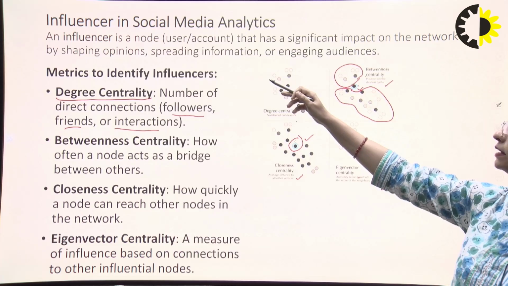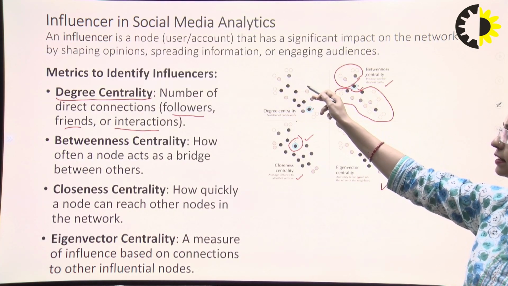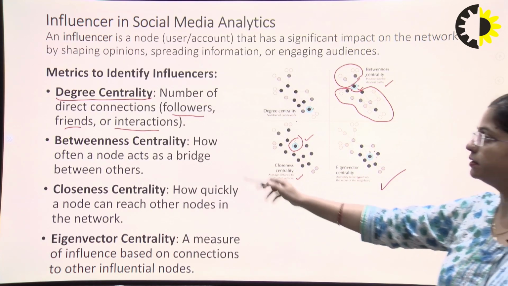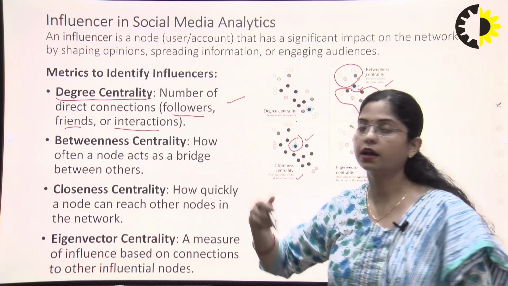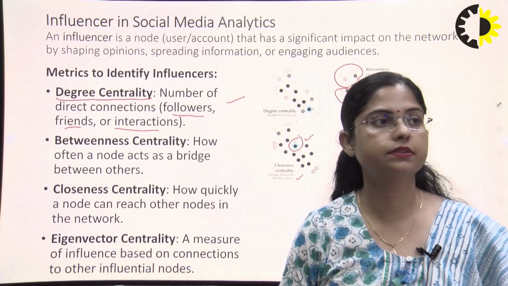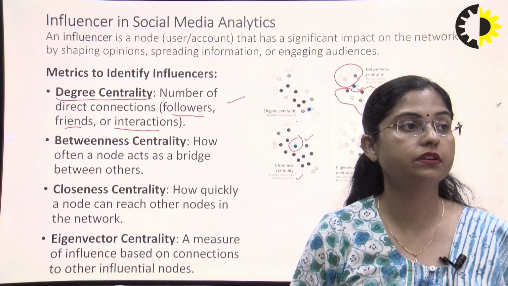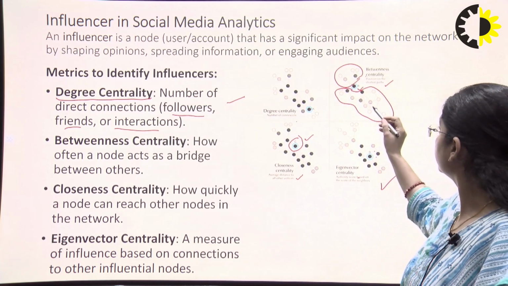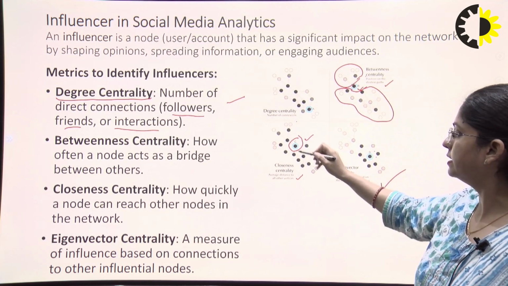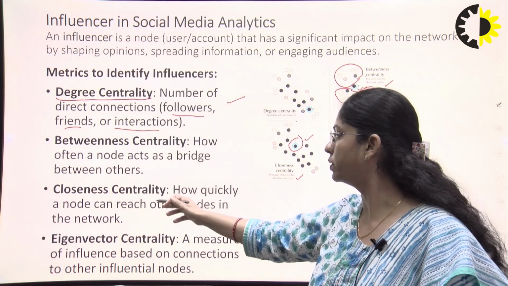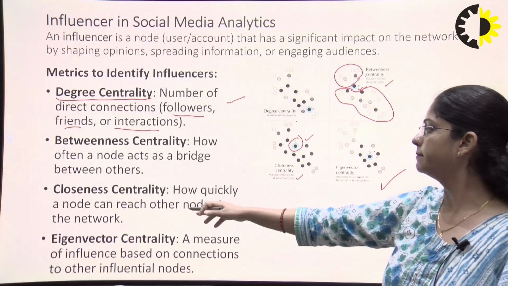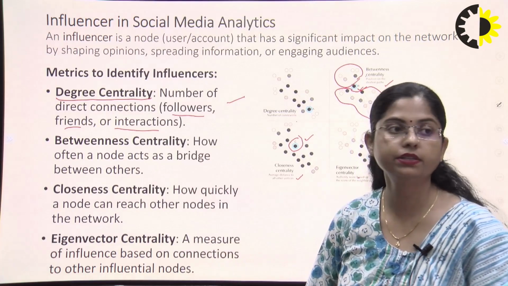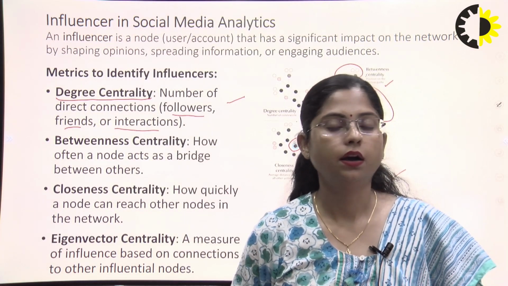That is the influencer in social media analytics. So what are the metrics through which we study this? These 4 metrics are there. One is degree centrality, which measures the number of direct connections, followers or friends and interactions. Then betweenness centrality, how often a node acts as a bridge between others, here B. Then closeness centrality, how quickly a node can reach other nodes in the network, that is C. And then eigenvector centrality, a measure of influence based on connection to other influential nodes.